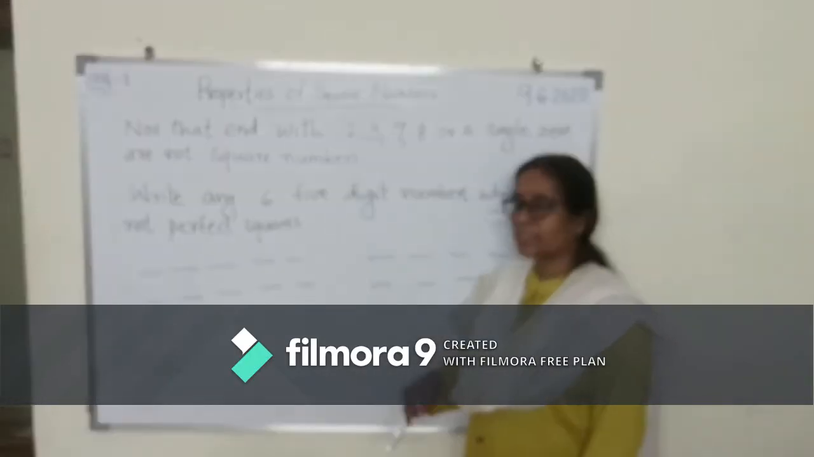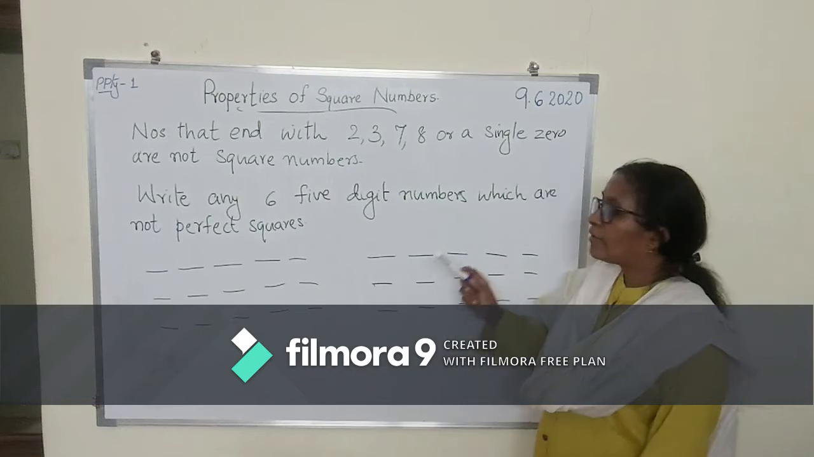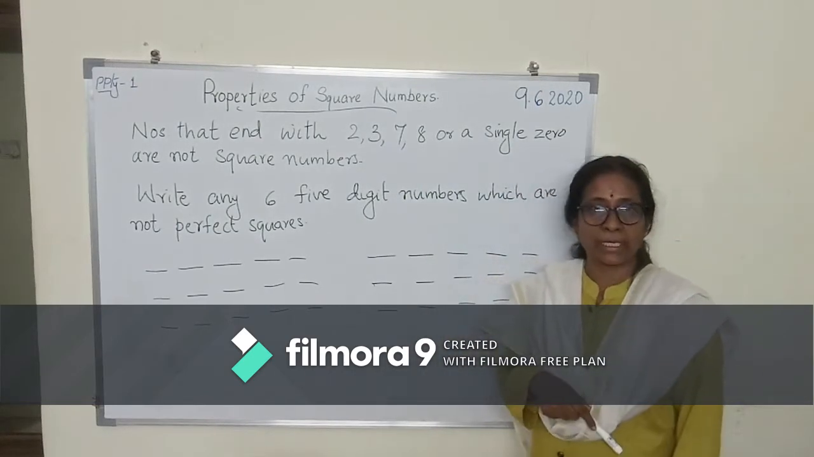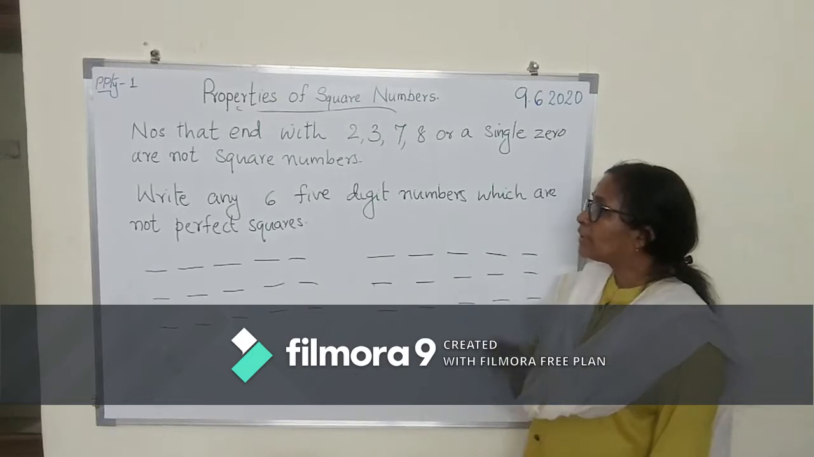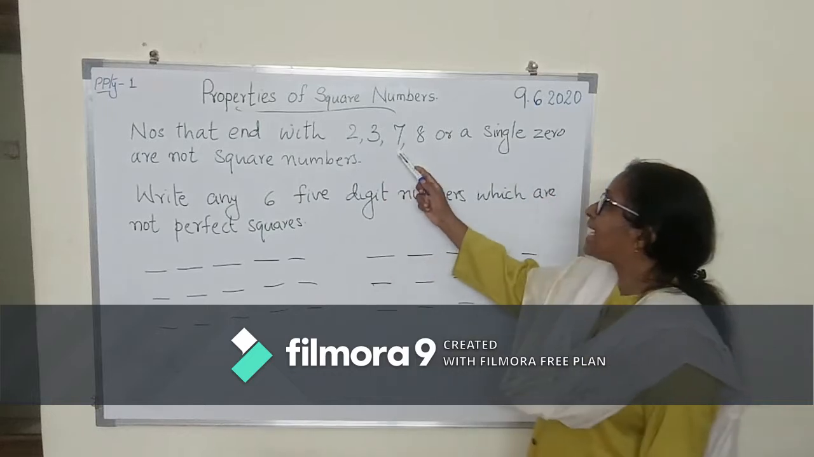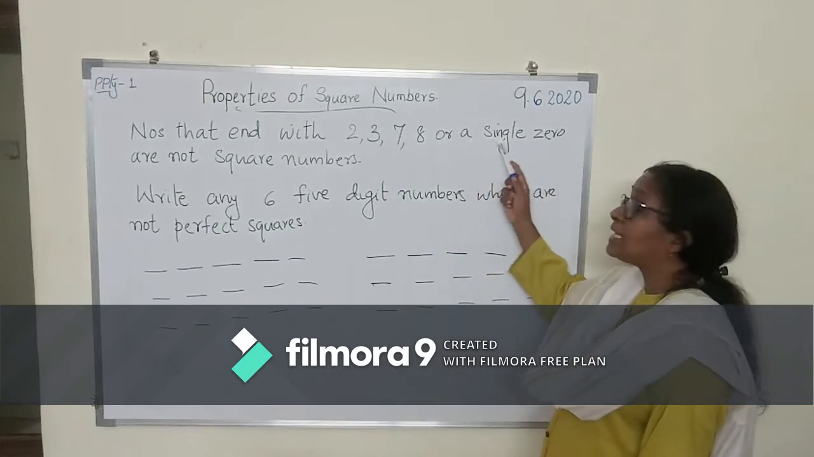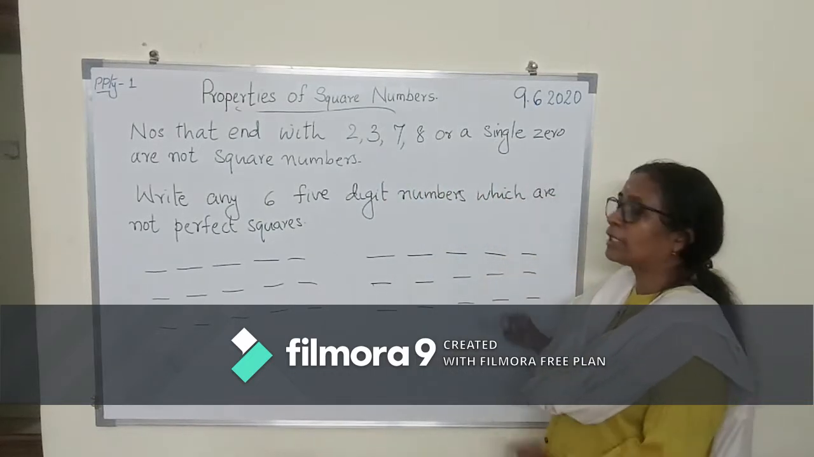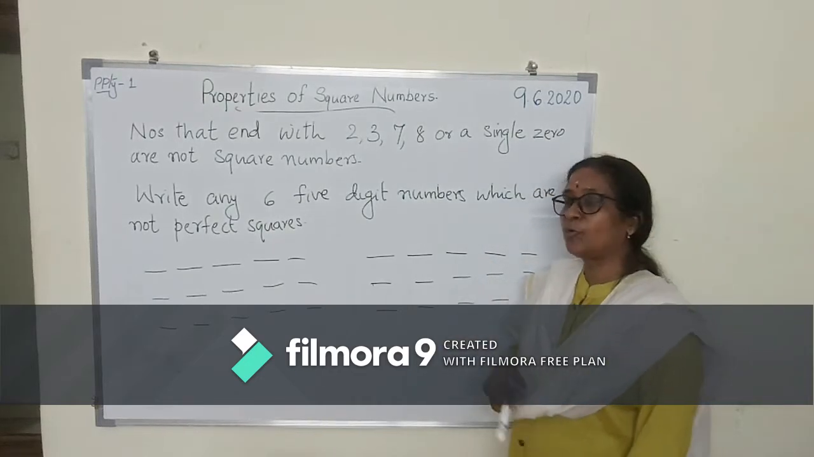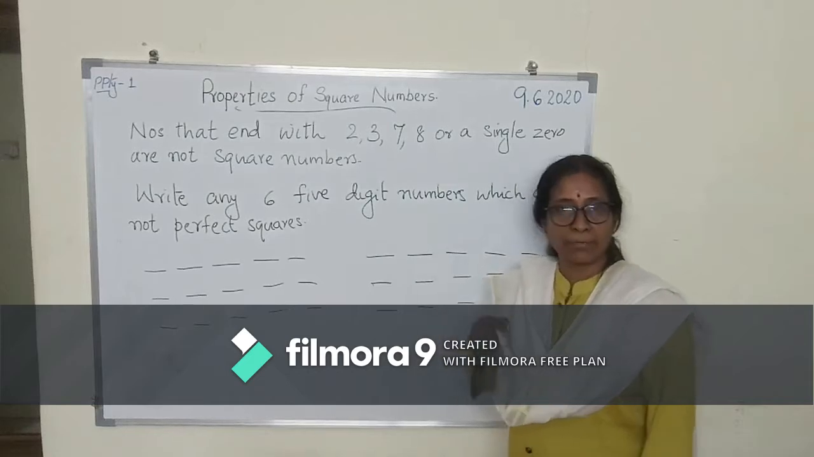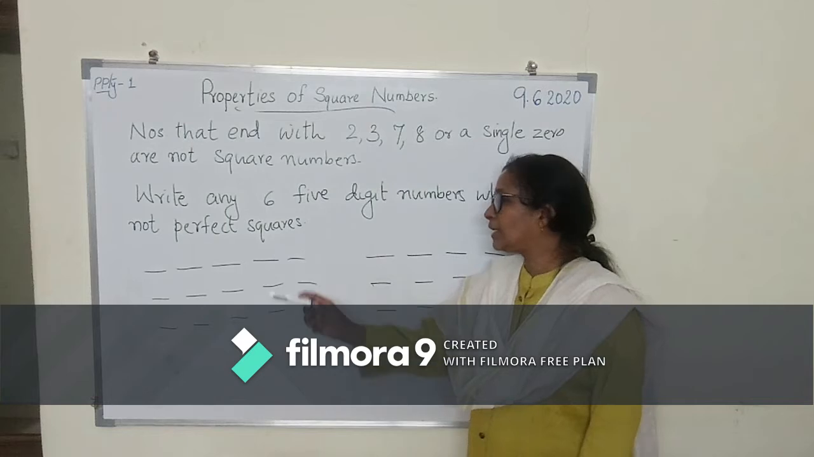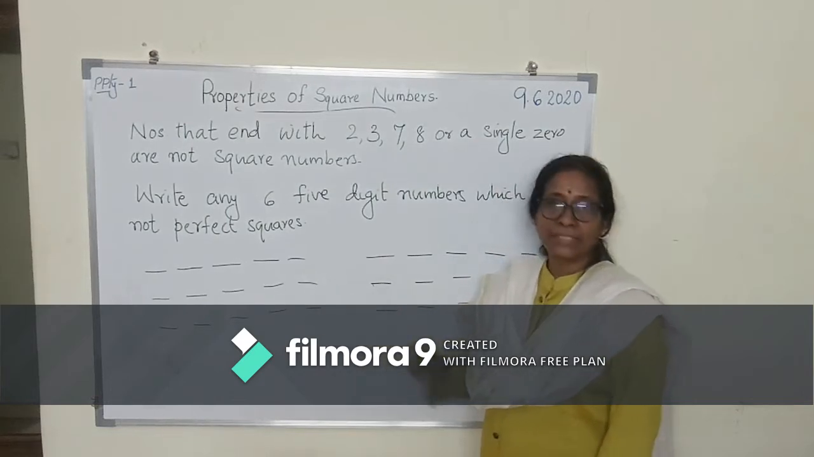Now let us see the numbers which are not perfect squares and which digits will be there in their unit place. You see, the numbers that end with 2, 3, 7, 8 or a single zero, one zero in the unit place are not perfect squares. So if somebody asks you to write a 10 digit number or 5 digit number which is not a perfect square, you don't have to worry about all other digits, you just have to check the unit place.